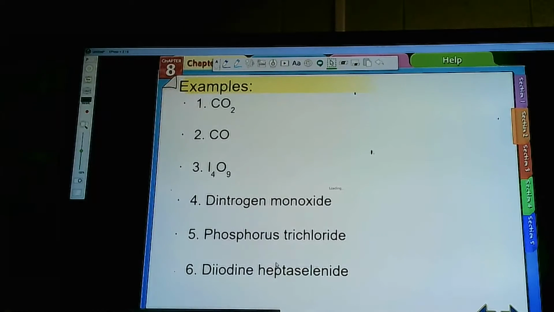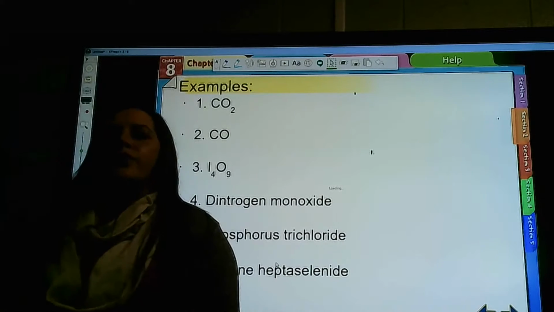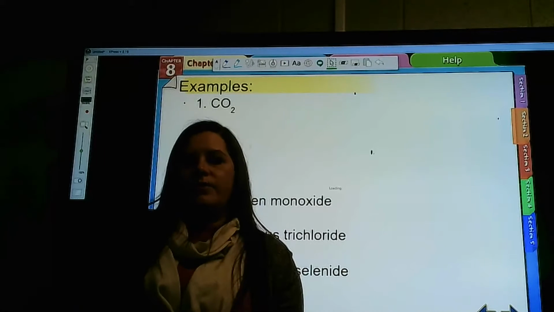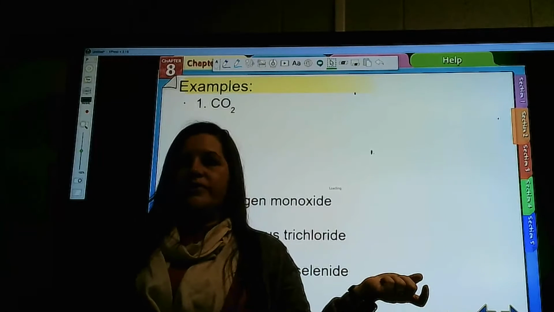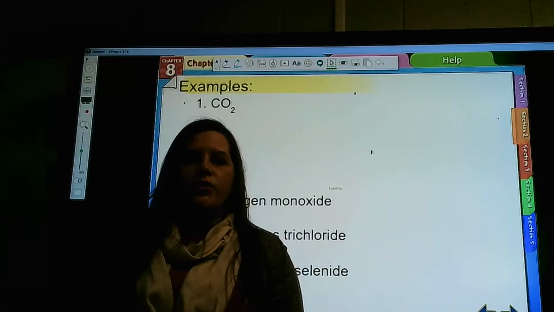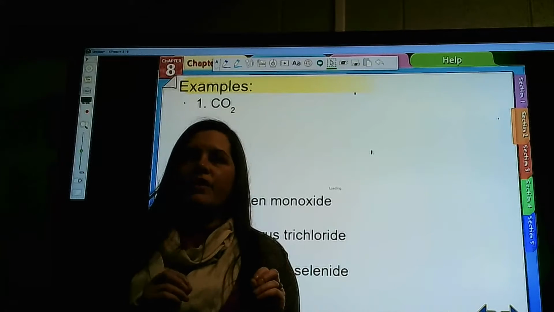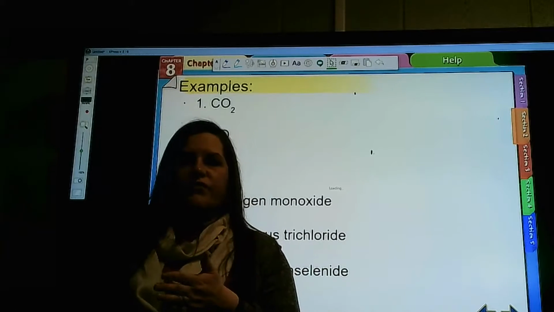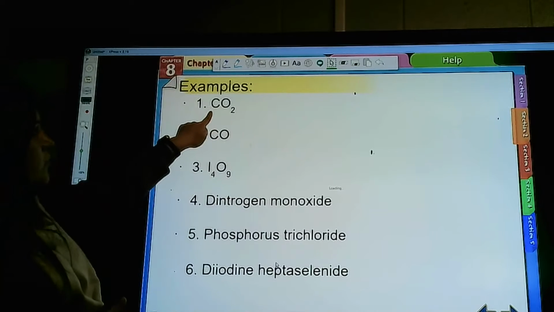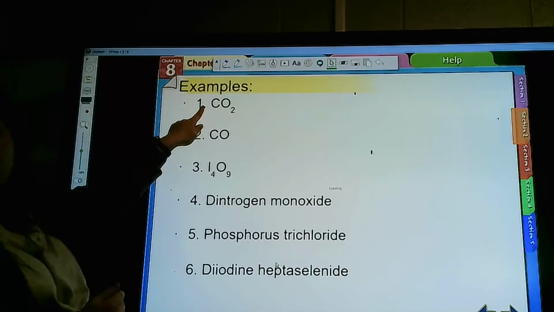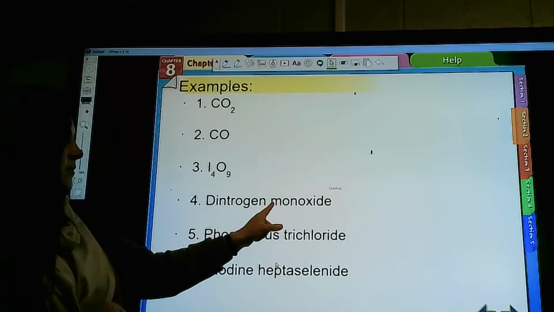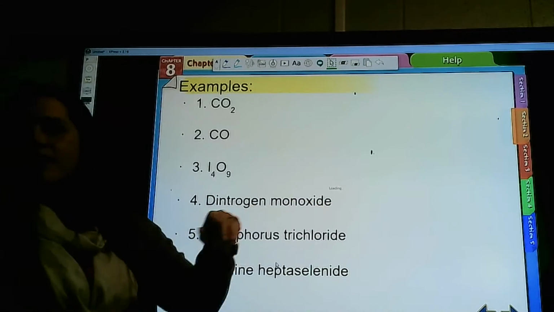The only catch here is that we're going to put the prefixes in front of the element names. The second element, remember, still gets the IDE ending. We only use the prefix mono for the second element though. If we only have one of the first element listed in the compound, I am not going to use the prefix mono for the first element. I only use it for the second element. So that's why you see mono appear in the second one, okay?